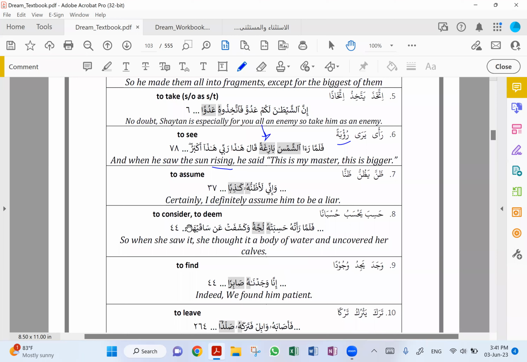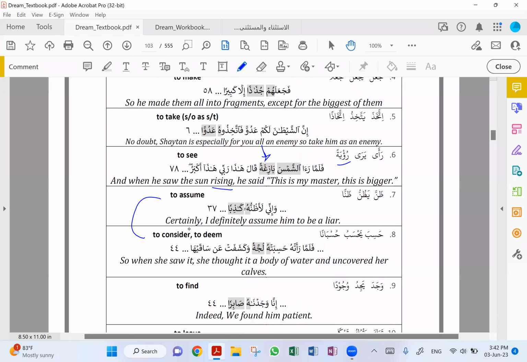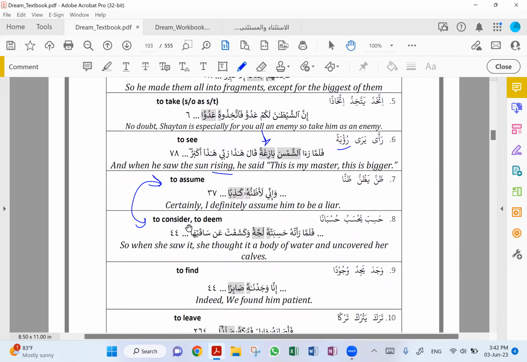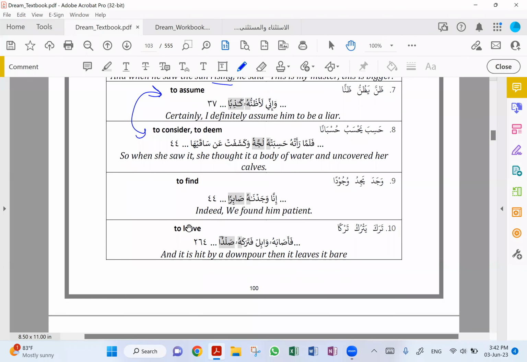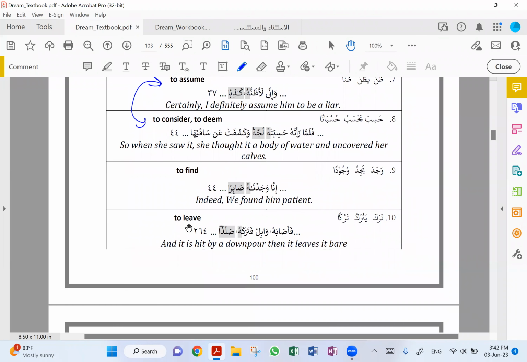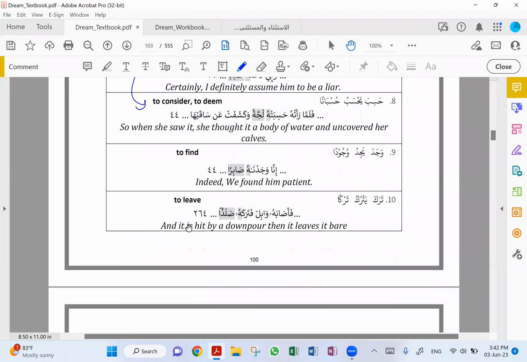ظن يظن ظنا, again, to assume. So assume what to be what? I assumed him to be good. You understand how it's coming? Like I assumed him good. Same way, consider. These two have similar meanings, so they function in a similar way. وجد يجد وجودا, to find. So I found him digging, or I found him good, or I found him present. So who did you find and how did you find them? Or what did you find?